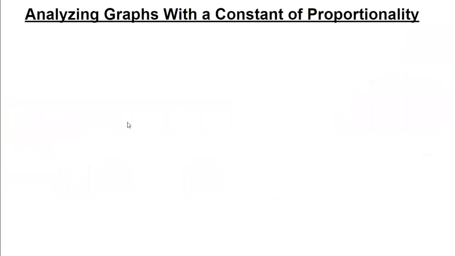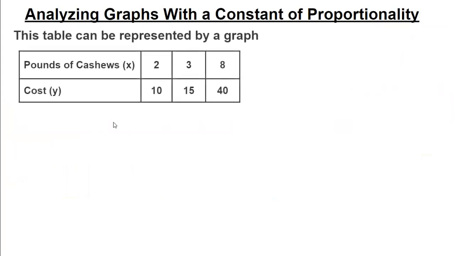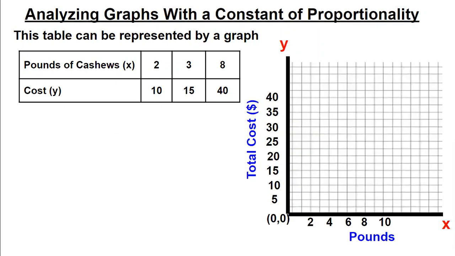So knowing that review, let's go on. Analyzing graphs with a constant of proportionality. This table can be represented by a graph, the one with the cashews. We didn't do the graph on the last lesson. We're going to do the graph on this lesson. So I have pounds on the bottom. That's my independent variable. And I have my dependent variable, my cost, on the y-axis. And then I'm going to plot my points: (2, 10), (3, 15), and (8, 40). And then I'm going to connect my dots. There's my graph of this table and this relationship.